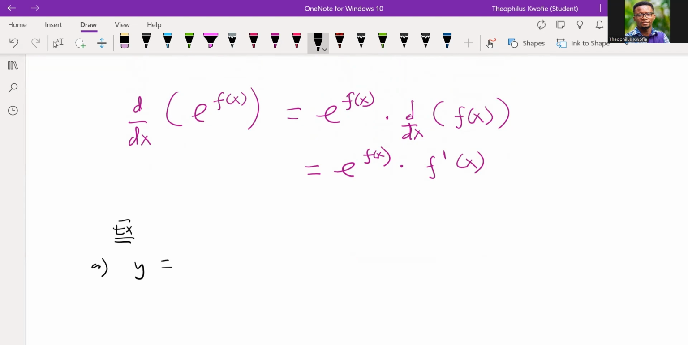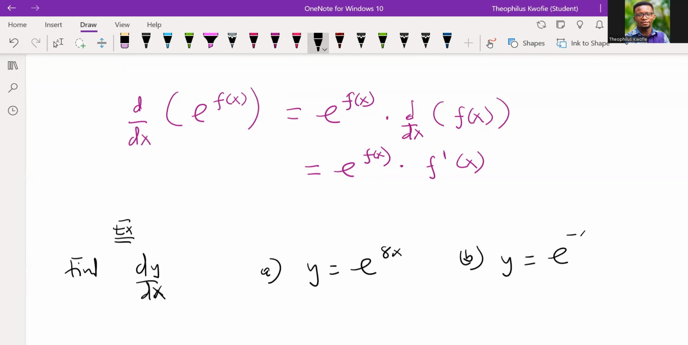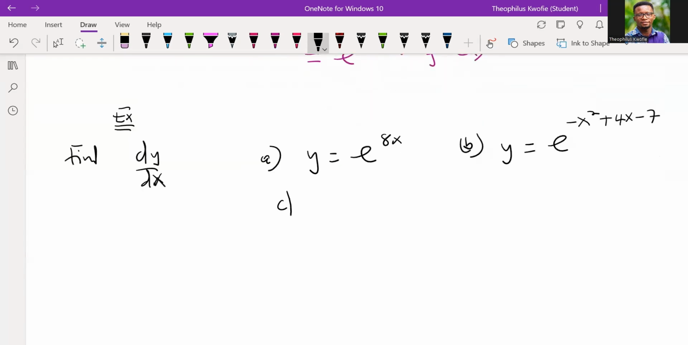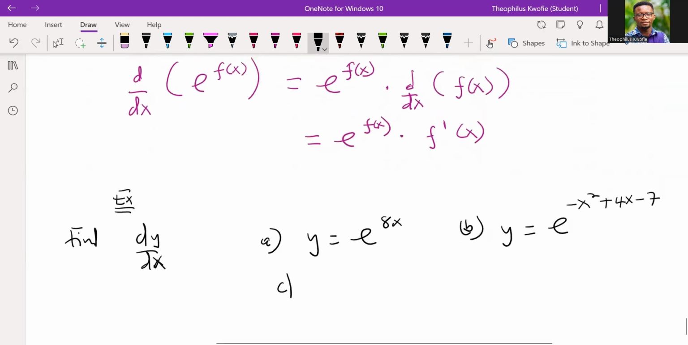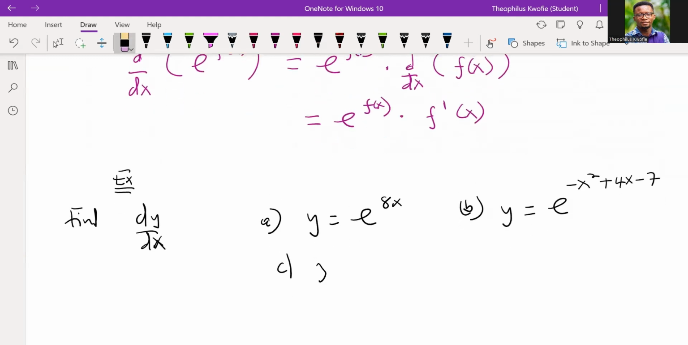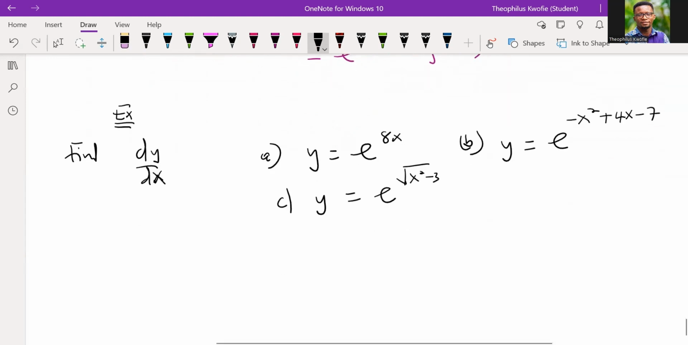Suppose I say find dy/dx, the change in y with respect to changing x, for the case (a) y equal to e to the power 8x, and then part (b) y equal to e to the power minus x squared plus 4x minus 7, and then (c) y equal to e to the power root of x squared minus 3. How do we solve such problems?